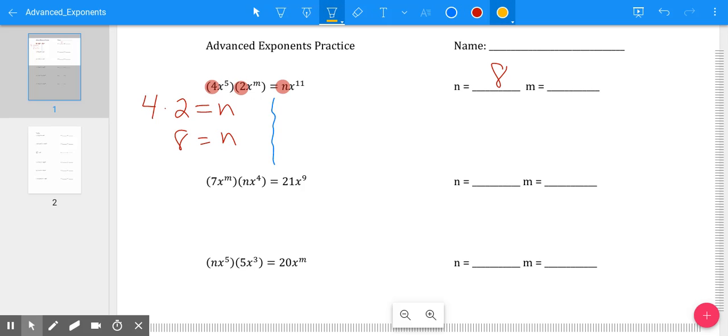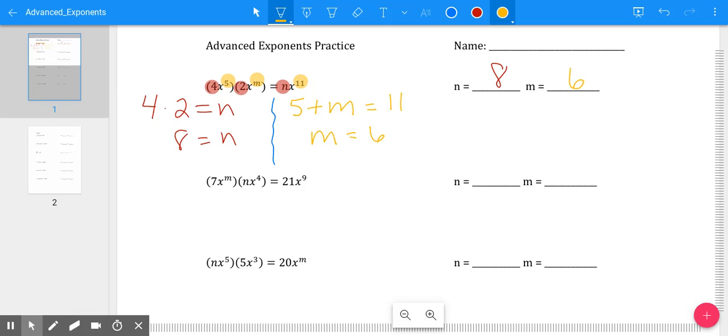Our exponents, however, also have a missing piece. So if we focus on the exponents, we have 5, m, and 11. So our equation for the exponents, if we think about our properties here, everything is being multiplied, and our multiplication rule says when we multiply like bases, we can add the exponents. So 5 plus m should equal the total exponent of 11. And then we can simply solve that one-step equation by subtracting 5 on both sides to get that m equals 6.